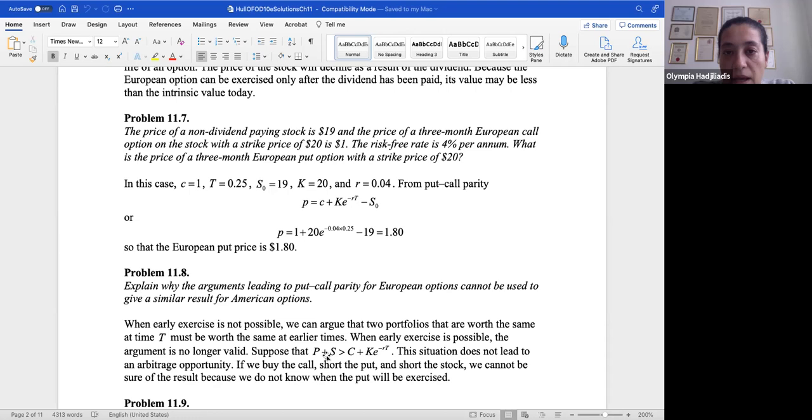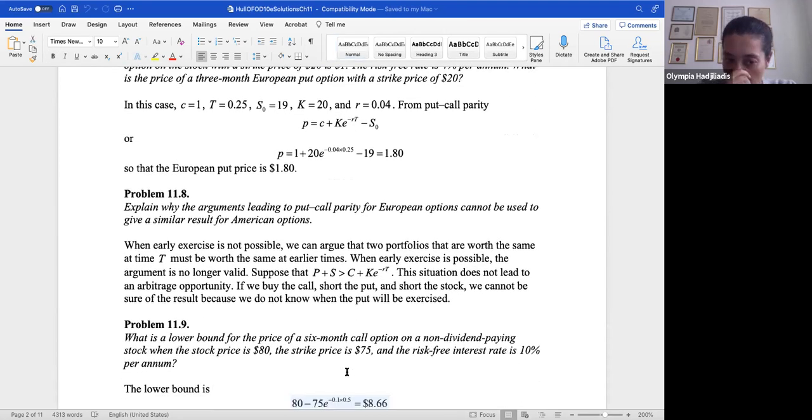Suppose that P plus S is greater than C plus K e^(-rT). This situation does not lead to an arbitrage opportunity. If we buy the call, short the put, and short the stock, we cannot be sure of the result because we do not know when the put will be exercised.